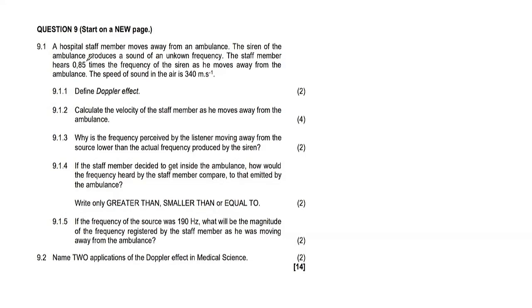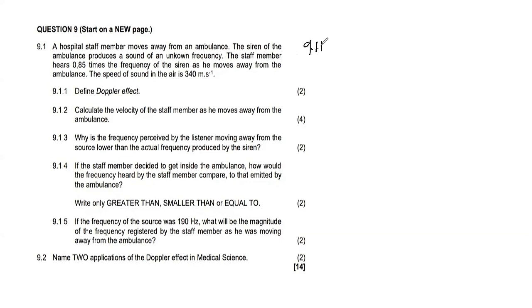Okay, so question 9 says, a hospital staff member moves away from the ambulance. The siren of the ambulance produces a sound of an unknown frequency. The staff member hears 0.85 times the frequency of the siren as it moves away from the ambulance. The speed of sound in the air is 340 meters per second, right? So 9.1.1 says define a Doppler effect.